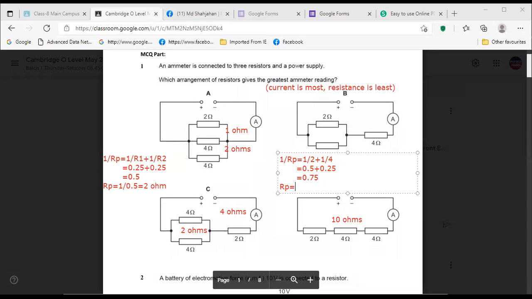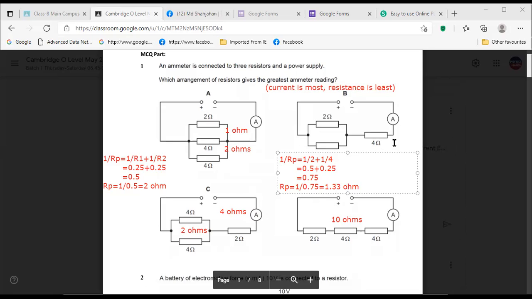3 by 4 or 4 by 3. We have here reversed it, right? 1 by 0.75. Look, here 1 by Rp equals 0.75. So Rp will be 1 by 0.75. Then it will be 4 by 3, isn't it? 4 by 3 means what? Right, 1.33. Okay, then 1.33 we got.